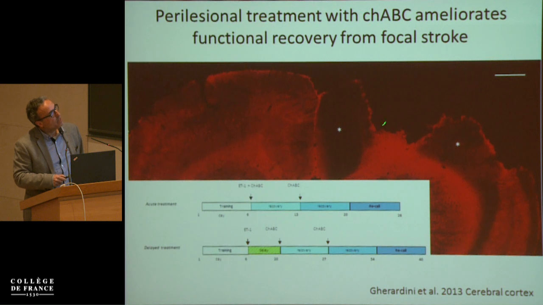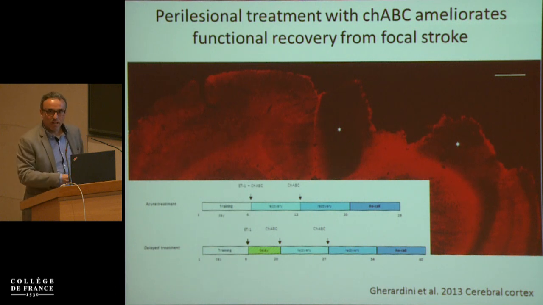So here you see the damage and the area treated with chondroitinase, and you see the complete disappearance of the perineuronal net. But please note that this kind of background staining has also completely disappeared. And as I was saying before, there is a lot of CSPGs in a diffuse form.